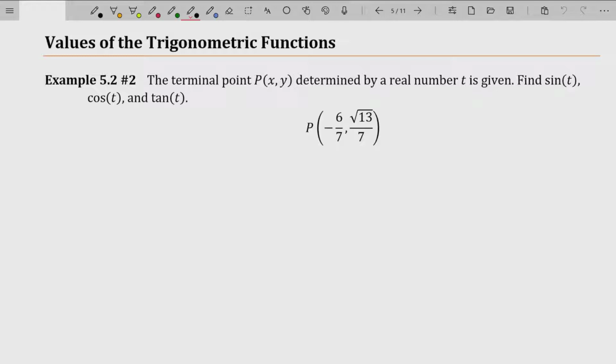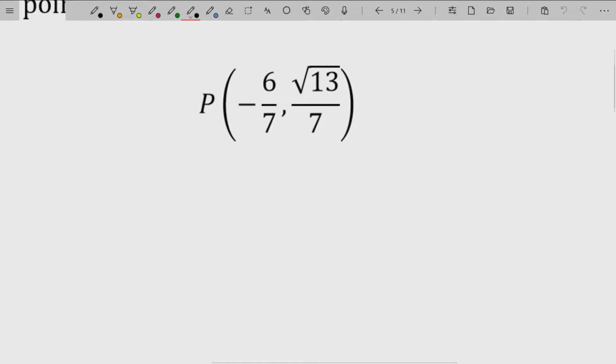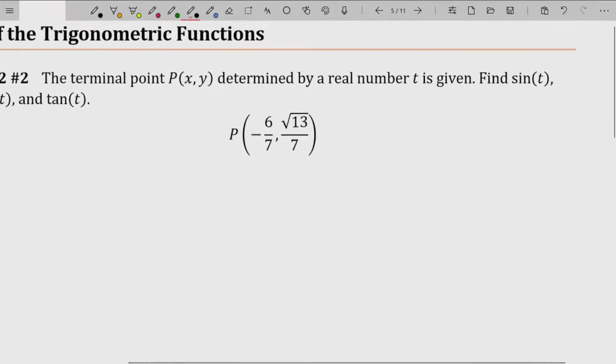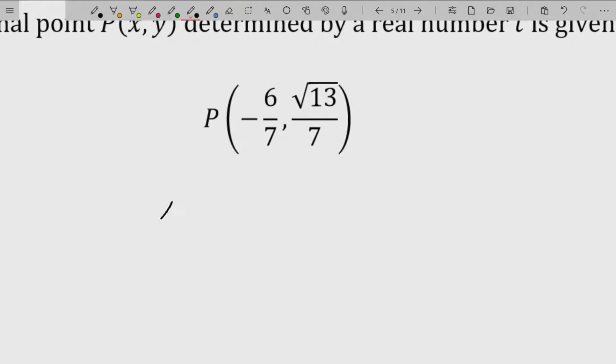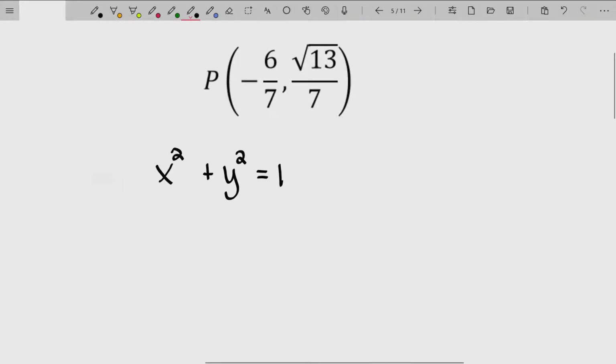The terminal point P, the point (x, y), determined by the real number t is given below. Find sine of t, cosine of t, and tangent of t. So this is a very elementary example, right? We know that the sine of t, first of all, we should probably verify that this point is on the unit circle because they didn't tell us that it's on the unit circle. So why don't we just verify that? Let's make sure that it is, because if it's not, then I have to make an adjustment. So this is what the unit circle formula should be. Let's see if it is this.